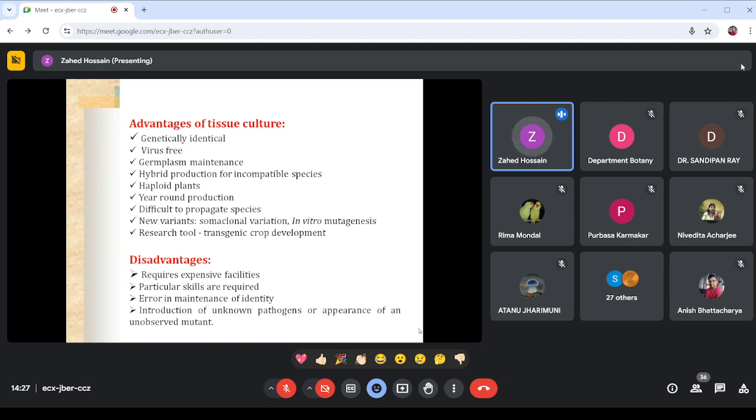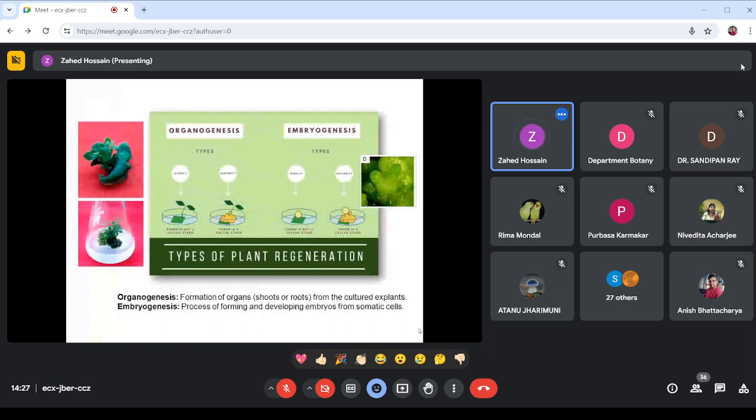And also the introduction of unknown pathogens. Okay, so that is another problem, because we know that these plants are prone to these pathogens. So we used to test those samples for the pathogen, whether they are pathogen free or not. But sometimes what happens, introduction of certain unknown pathogens may create problems. So these are certain disadvantages.